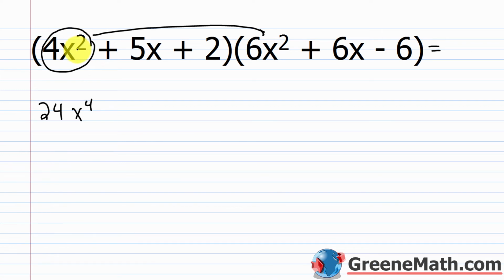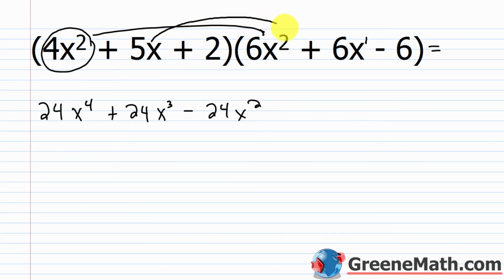Next, I'd have 4x squared times 6x. So 4 times 6 is 24, so plus 24. X squared times x, remember this is x to the 1st power. So x squared times x is x cubed. Then next I have 4x squared times negative 6. So that's going to be minus, and then 4 times 6 is 24, and then x squared. All right, so we're done with that one.